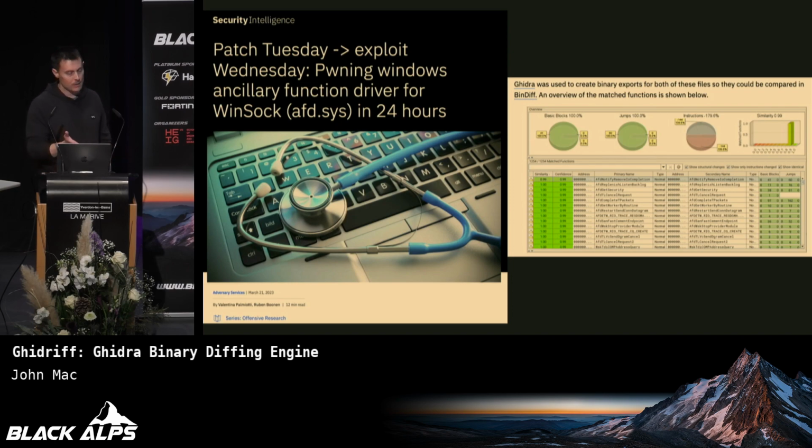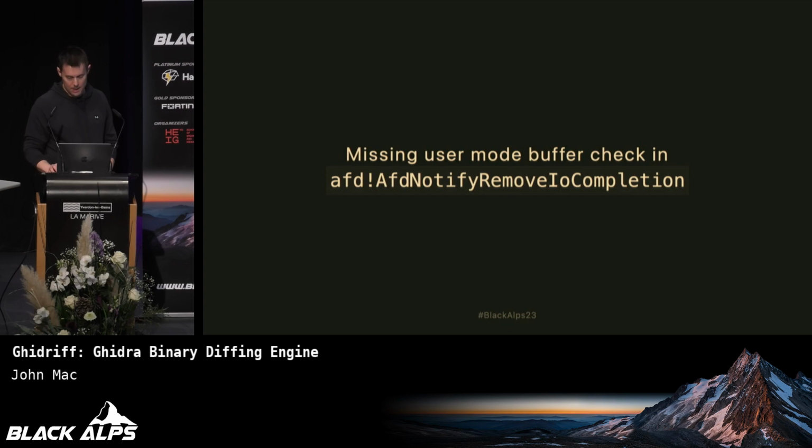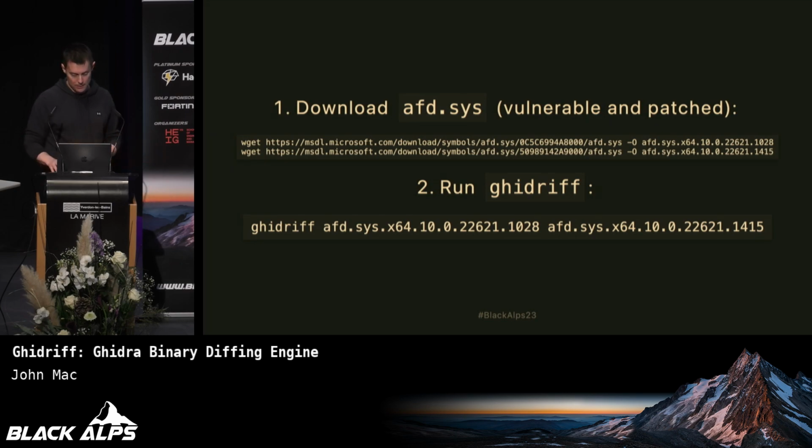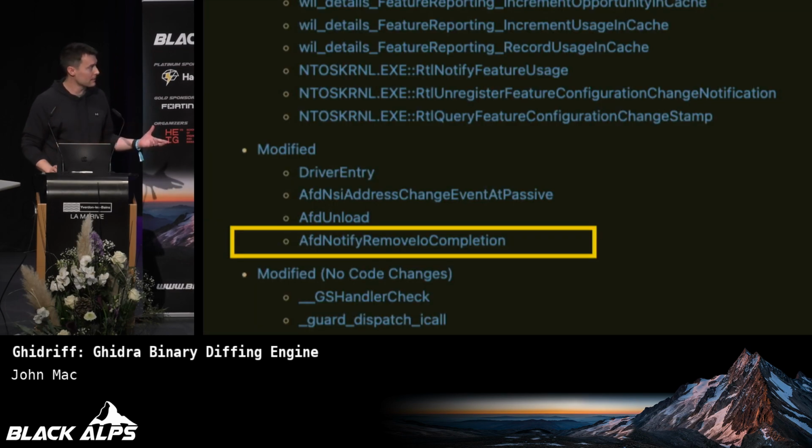They used Ghidra and BinDiff to find the differences between the 2 binaries. What they discovered was a missing user mode buffer check in AfdNotifyRemoveIoCompletion. So if you wanted to repeat the same research those researchers did, you could use Ghidriff. You could download the vulnerable and the patched version, run Ghidriff on those binaries, and what you would end up with is something that looks like this.